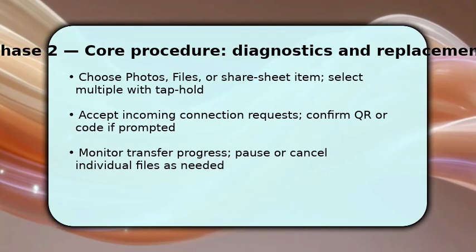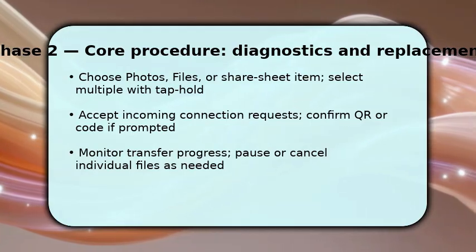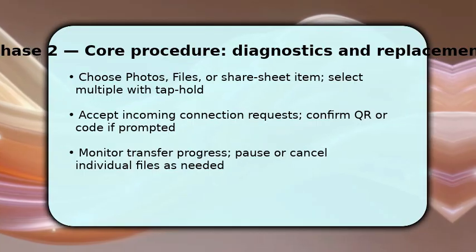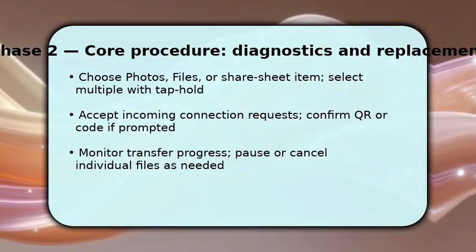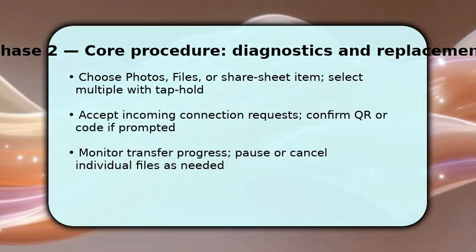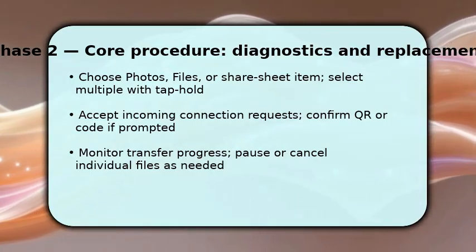Now you pick what to send. Use the app file picker or the iOS share sheet because LocalSend integrates with both. Select multiple items by tapping each. Large batches will queue. When a peer appears, tap to connect and exchange the auto-generated code or scan a QR to verify identity. This prevents accidental transfers.